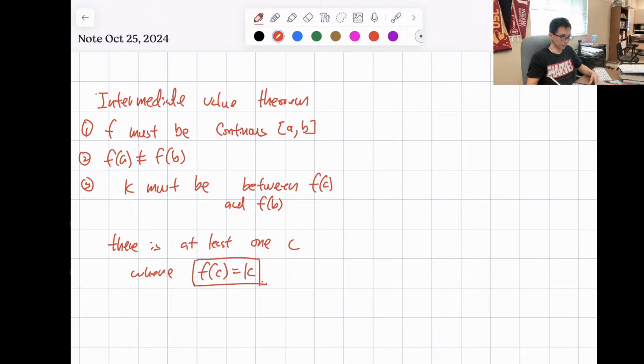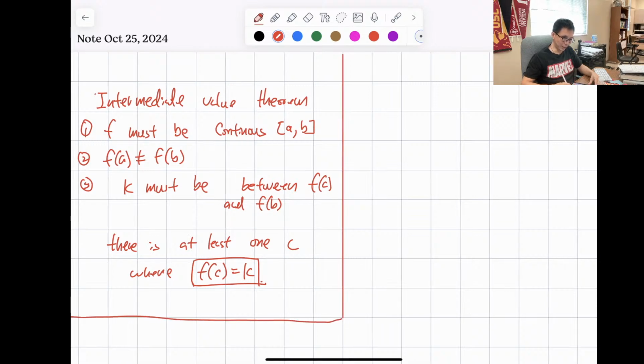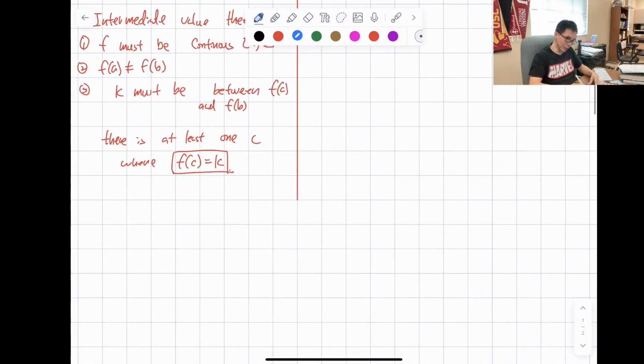FC is equal to K. Between F and F, yeah, the K value has to be between there. So let me show you the graph analyzation. The graph analyzation just basically says, hey, here is f of A, and here is f of B. And then since the function is continuous, there is a K in between.